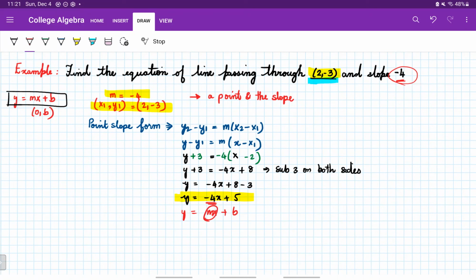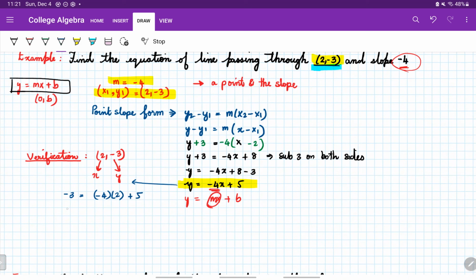So y here is negative 3 and x here is 2. So I have negative 3 equals negative 4 times 2 plus 5. So that would give us negative 8 plus 5, which is negative 3. So we get negative 3 equals negative 3, which is a true statement, which just proves that the equation we found here is the equation of the line that passes through this point and has a slope of negative 4.